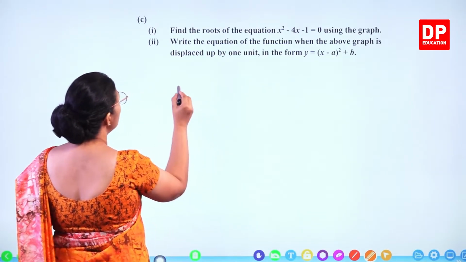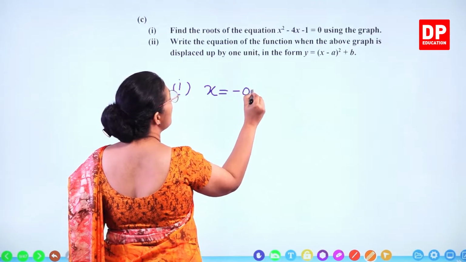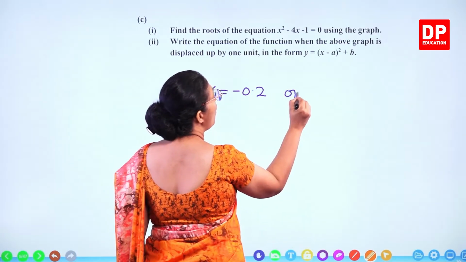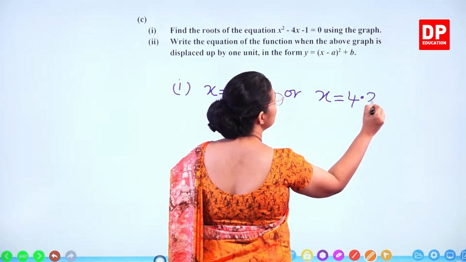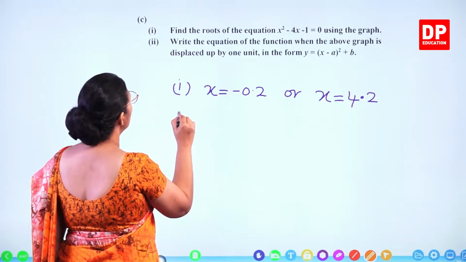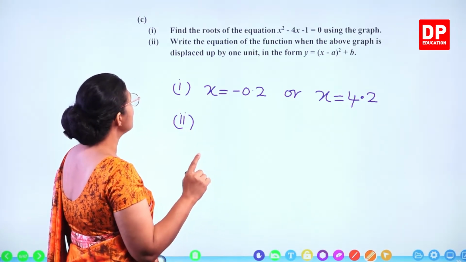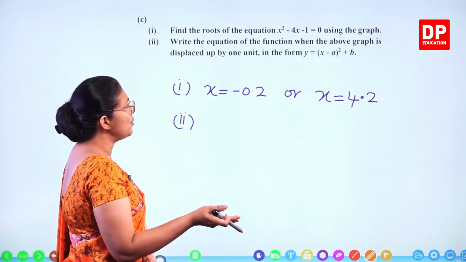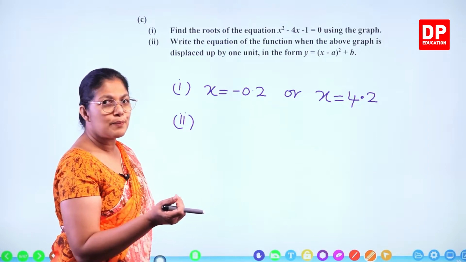So what are the root values here? X can be minus 0.2 or x can be 4.2. Those are the root values. Then part 2. Write the equation of the function when the above graph is displaced up by 1 unit in the form of x minus a whole thing squared plus b.